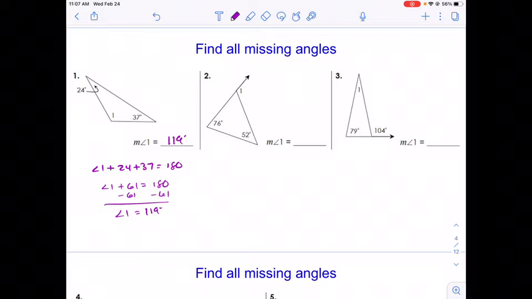Now, one other way to do this is to say that angle 1 is equal to 180 minus the sum of 24 plus 37. You'll be doing a lot of these. Basically you're going to add these up, which is still the same process, and then subtract, and that gives us 119. Okay, so let's look at the next one here, number 2.